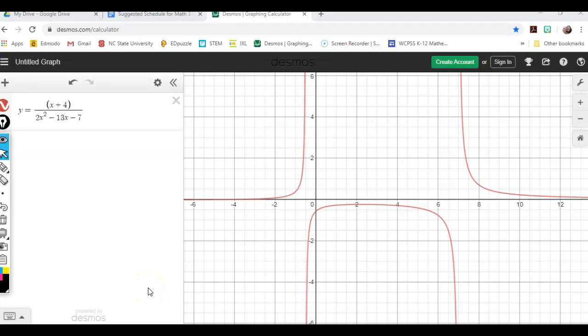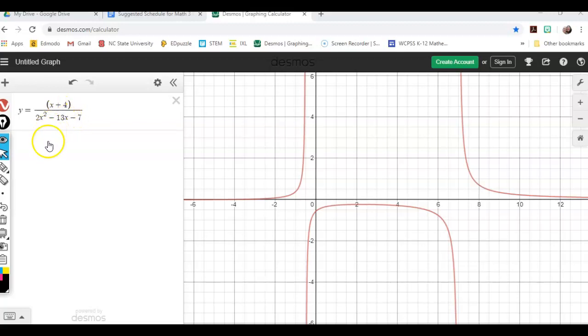So we reviewed inverse variation yesterday, and today we want to start talking about rational functions. A rational function is when you have a ratio, a fraction, with a polynomial in the numerator and a polynomial in the denominator. So unlike inverse variation, where it's just a number in the numerator and x is in the denominator, we're dealing with a combination function.